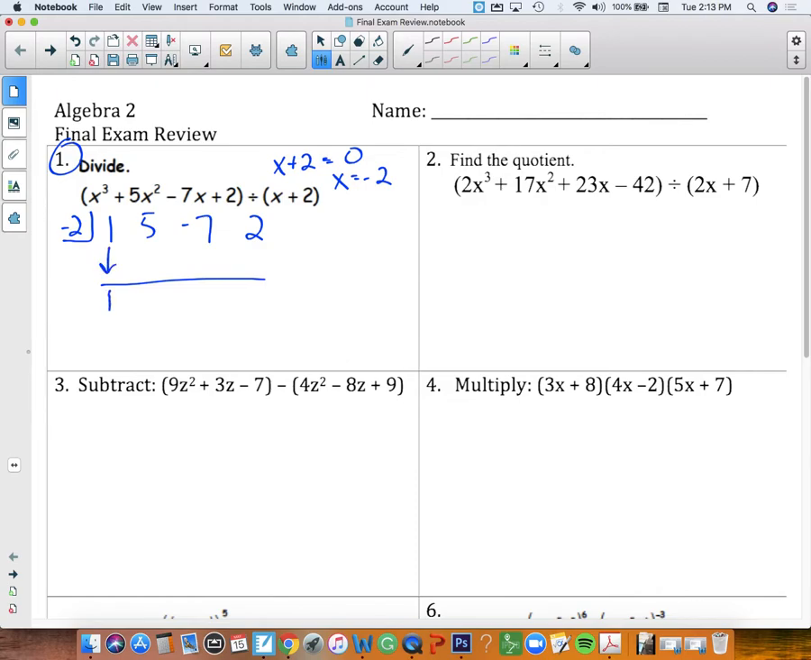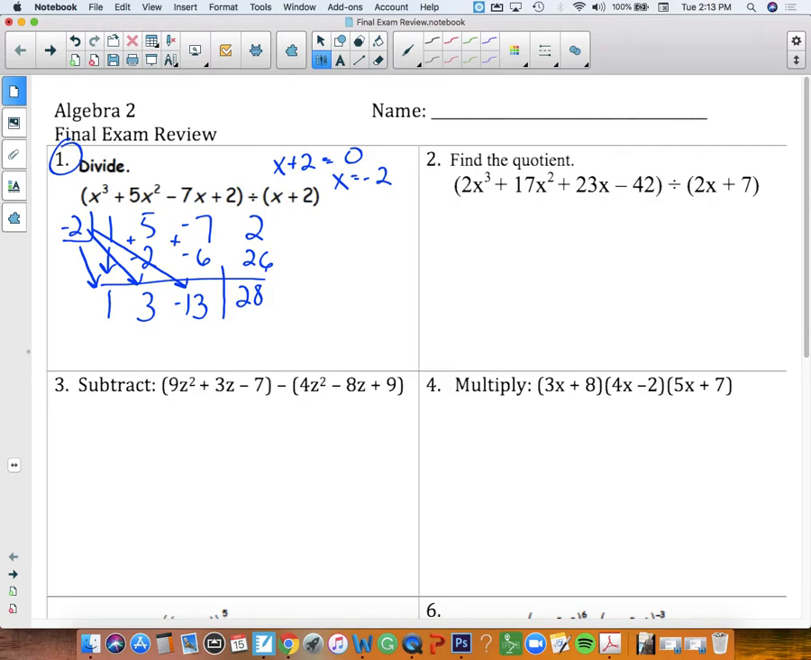First one drops down, and then you take it and you multiply by the number in the box. So it's -2, and then you add those going down. So it's 3 times a -2 again. That gives me a -6. We add those, so it's a -13. And then times the -2 again, so it's 26. Gives me a remainder of 28.